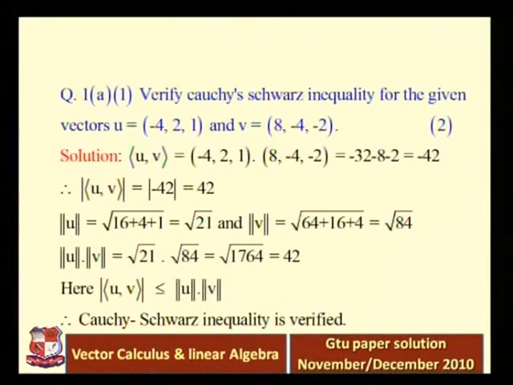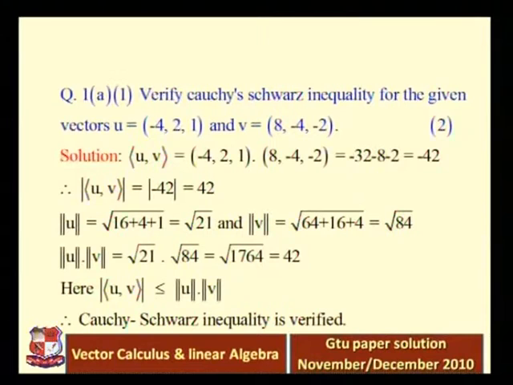And norm v, similarly we find norm v. Norm v is equal to under root 8 square plus 4 square plus 2 square. So 64 plus 16 plus 4, that is equal to under root 84. So norm u times norm v is equal to under root 21 times under root 84, that is equal to under root 1764, that is equal to 42.